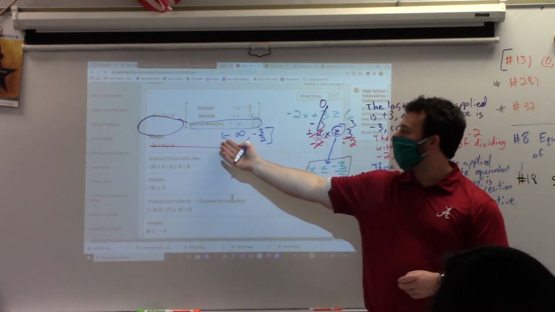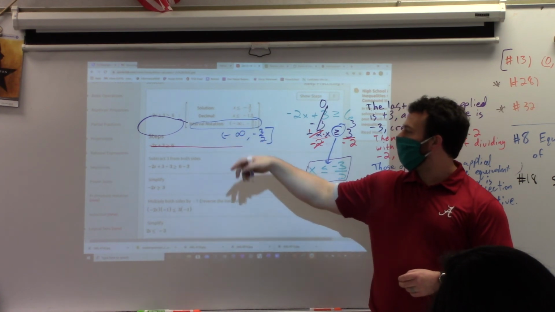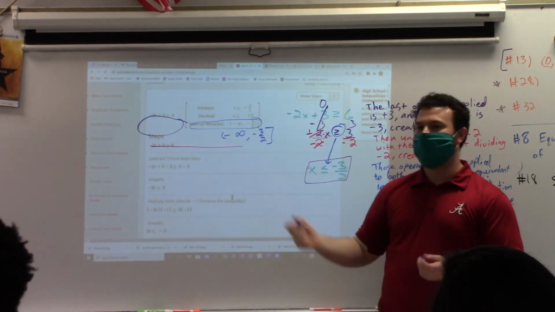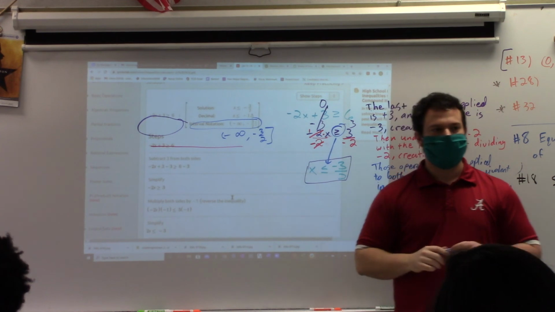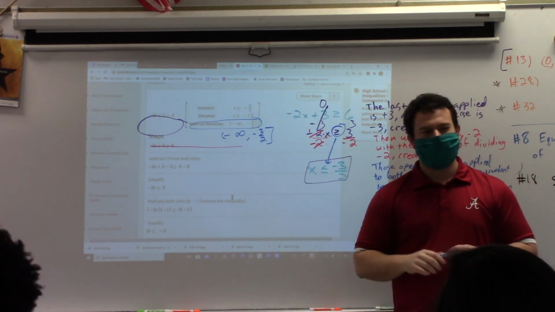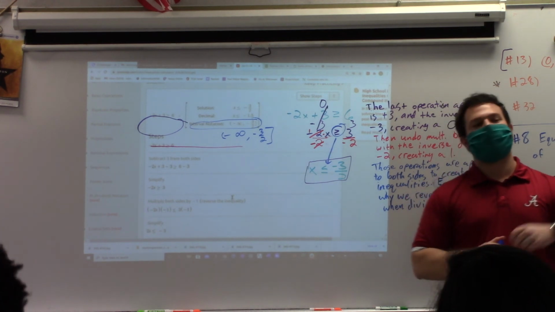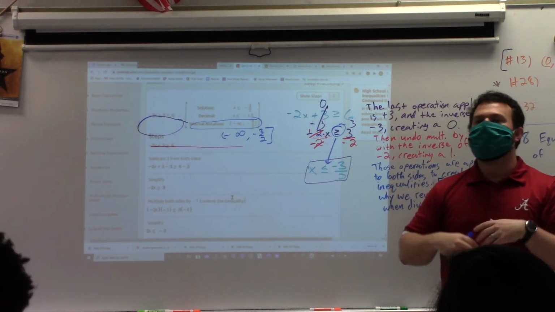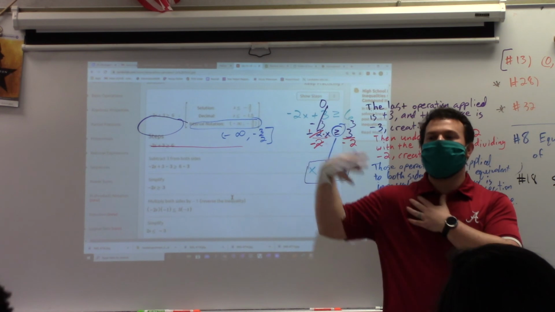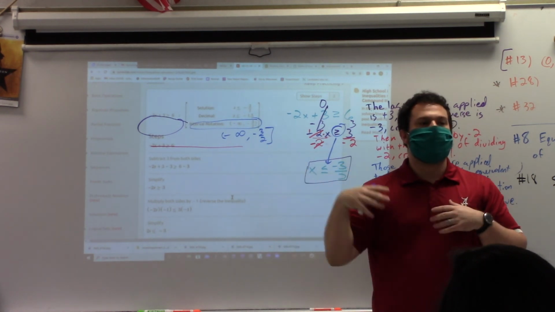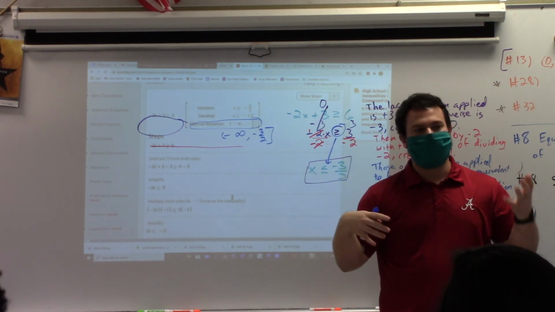Why are there parentheses here? Why is there a negative infinity, a negative 3 halves? Why is there a bracket on the negative 3 halves? Because one of them is to stop and one of them is to go. One of them is you cannot equal that value. Another is that you can equal that value or include it. That's the language we want to work on.